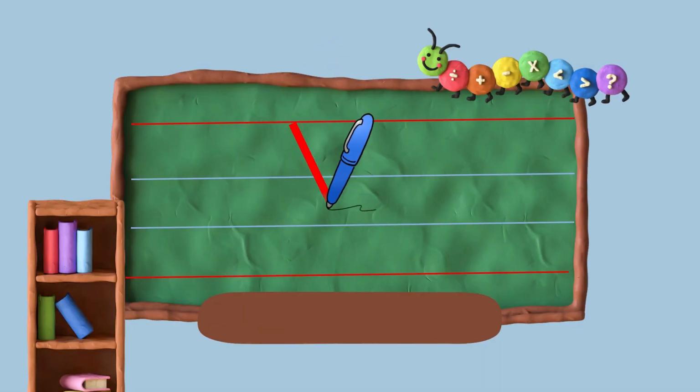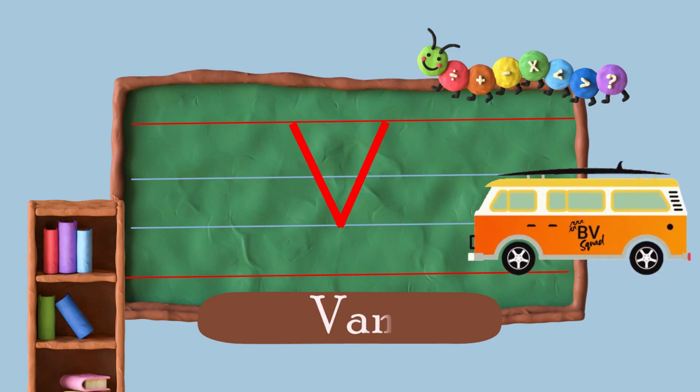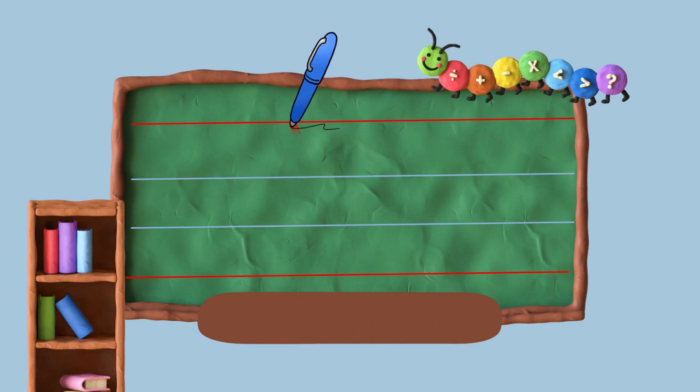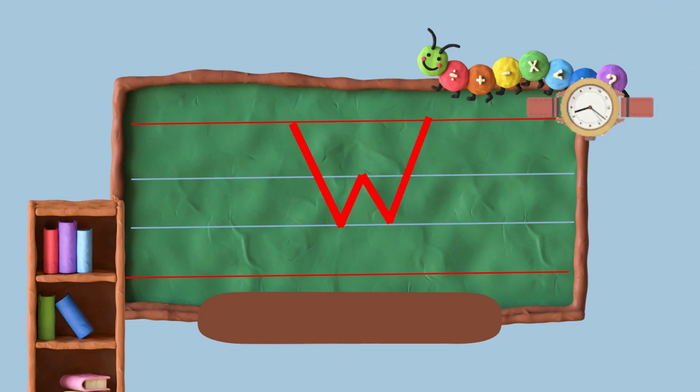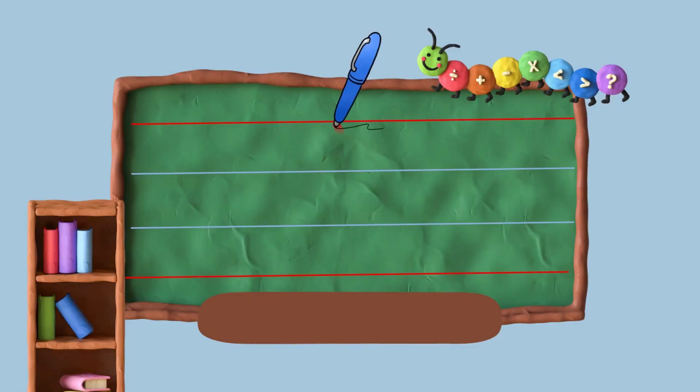Draw right slanting line towards down, left slanting line towards up. Makes the letter V. V for van. Draw right slanting line towards down. Make a left slanting line, again right slanting line, again left slanting line towards up. Makes the letter W. W for watch.